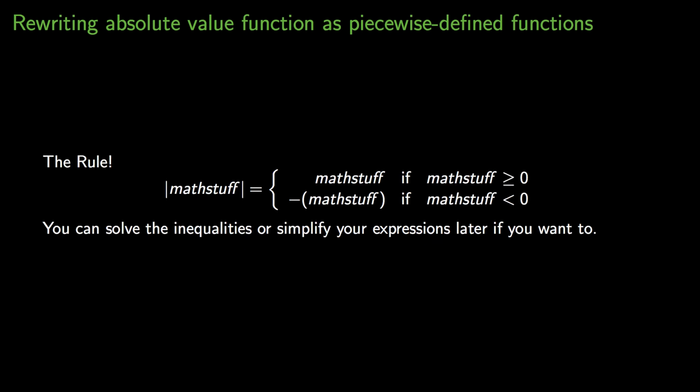And in general, this is the template. This is the pattern. The absolute value of any kind of math stuff at all, no matter how complicated, is either going to be just that math stuff with no bars, or it's going to be all that math stuff with parentheses and a minus sign. You will do the first thing when the stuff is greater than or equal to 0, and you'll do the second thing when the stuff is less than 0. As a separate step, you can solve the inequalities or simplify your expressions.